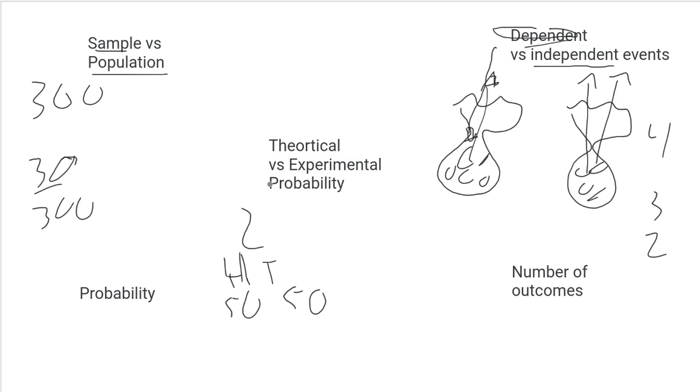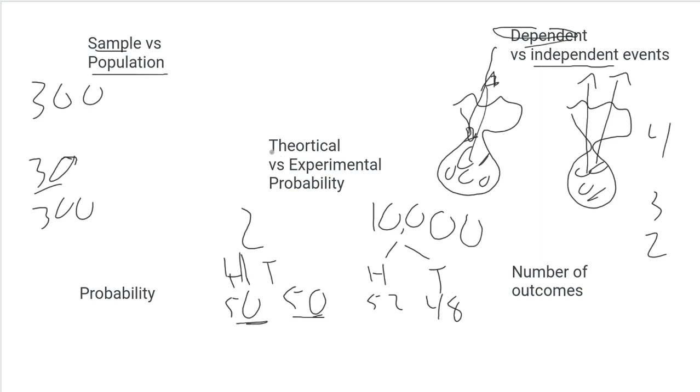I actually flip it 100 times, and it turned out to be heads 52% of the time and tails 48% of the time. Does that mean my coin's broken? No, it just means that I need to flip it more. If I flipped it, let's say 10,000 times, the more I flip it, the closer it'll get to 50-50.